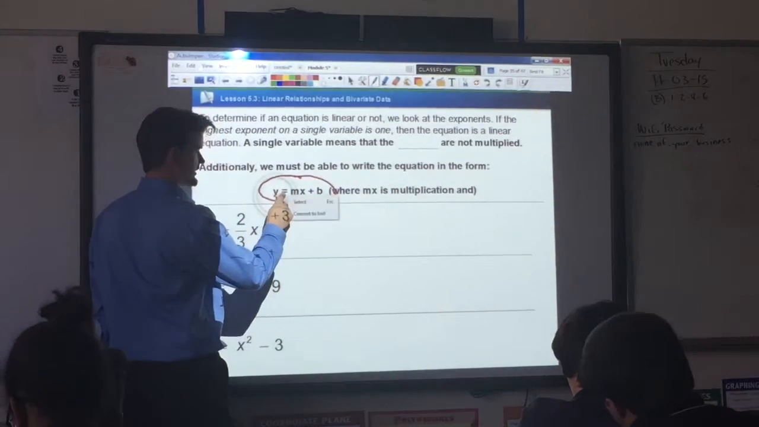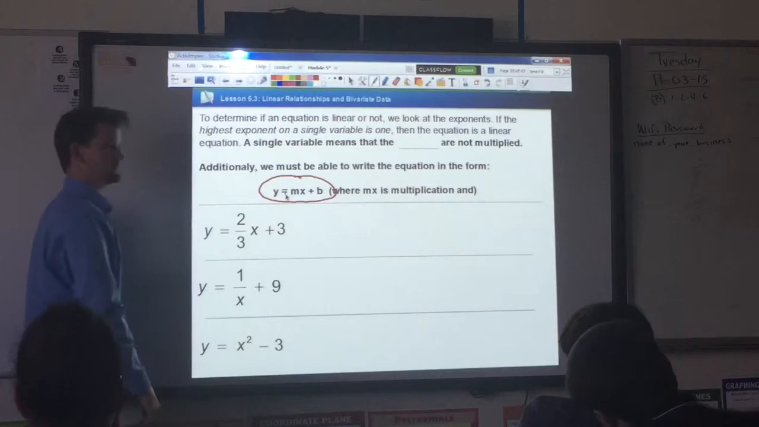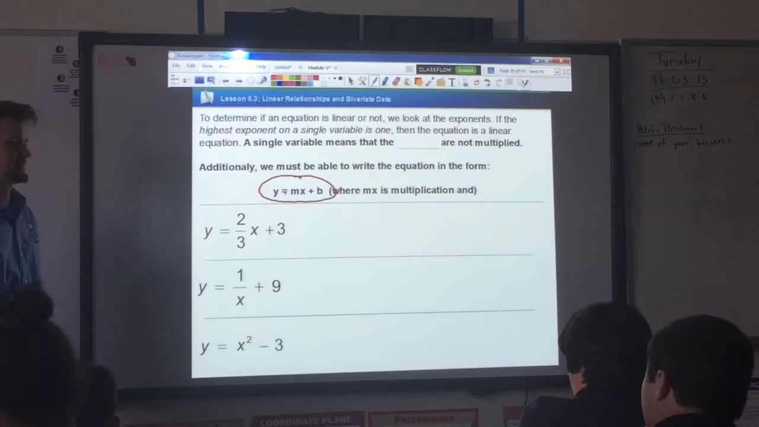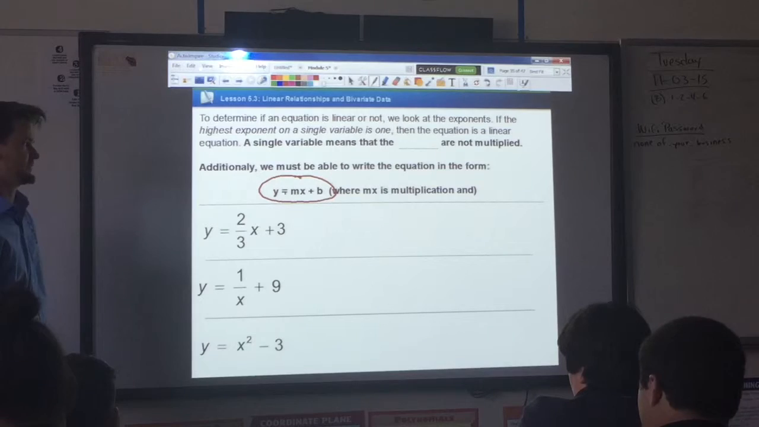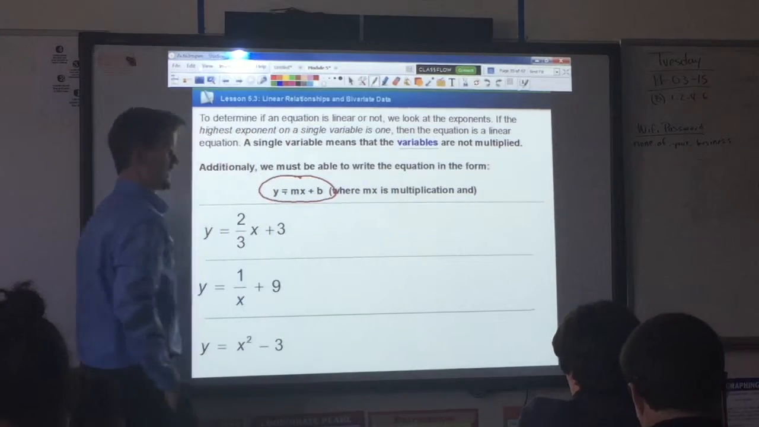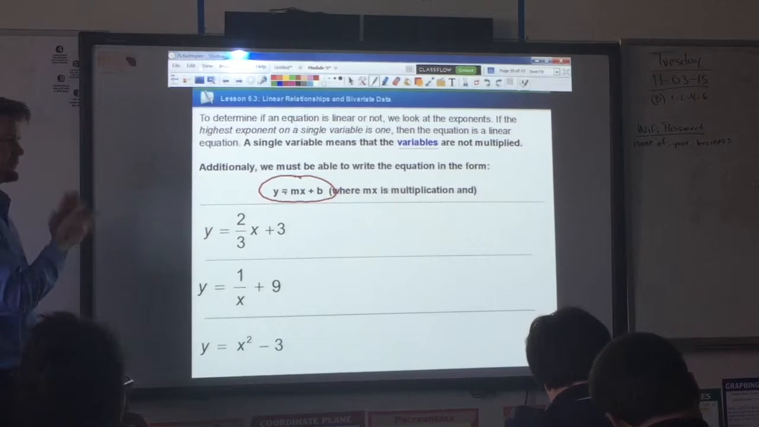Y equals mx plus b. Notice that the m and the x, what's happening between them? Multiplication. So the slope and the x variable, there has to be multiplication there. If not, that is also not linear. By the way, a single variable, like I said, means that the variables are not multiplied. So we're going to go through these equations. We've got a couple here, we've got a couple on the next slide.